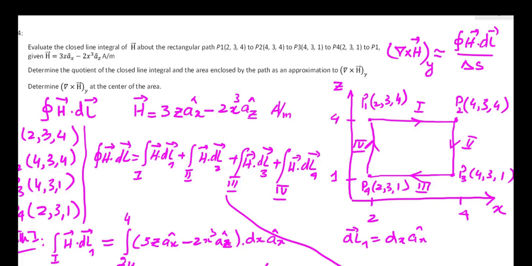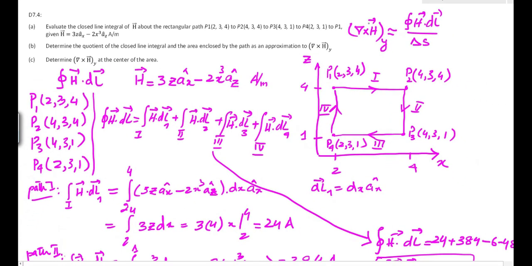The closed line integral we have evaluated. What you have to find is the area, and this will give you the quotient of the closed line integral and the area enclosed. The closed line integral, as I said, we obtained in part 1. The delta s, which is the area of the path, we can very easily find, because the area of this rectangular path is the length of one side into the length of the other side. The length of one side is delta z, the other side is delta x.